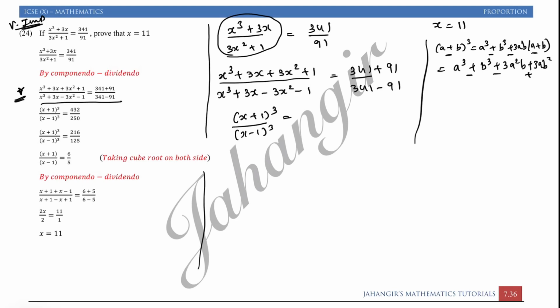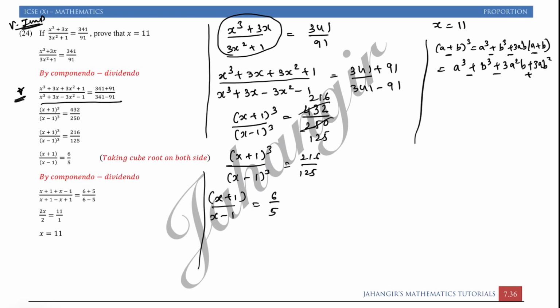341 plus 91, that is 432, upon 250. So let us cancel 2, 125, 216. So I can get (x plus 1) whole cube upon (x minus 1) whole cube is equal to 216 upon 125. Now if you see, both are cube numbers, so taking the cube root on both sides, (x plus 1) upon (x minus 1) is equal to 6 by 5.